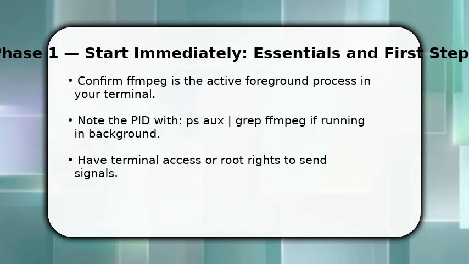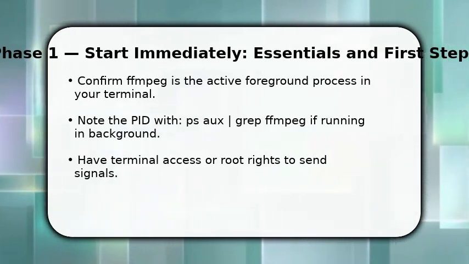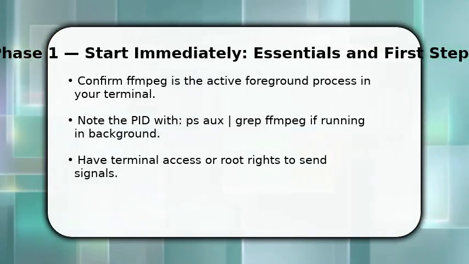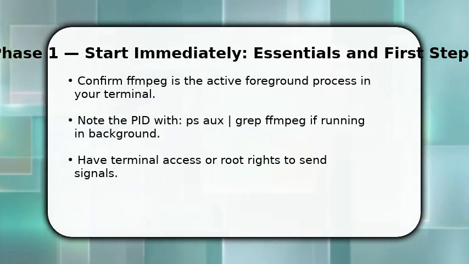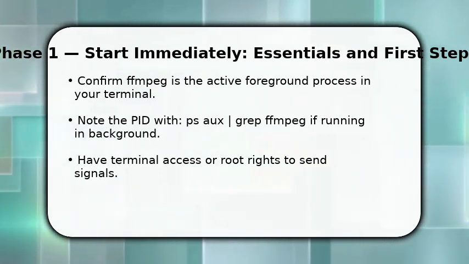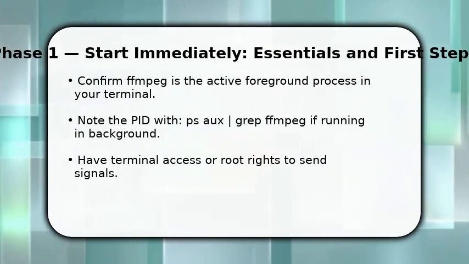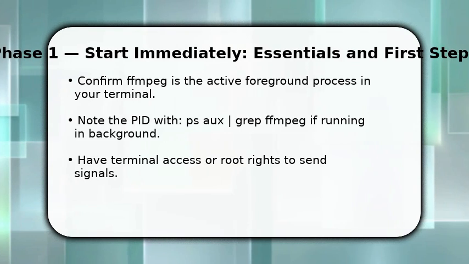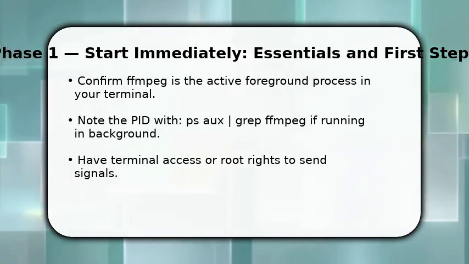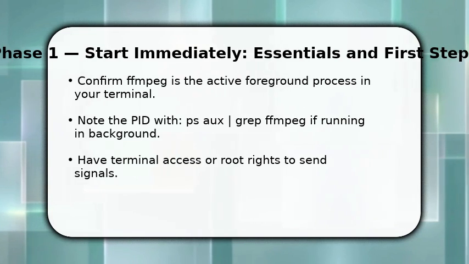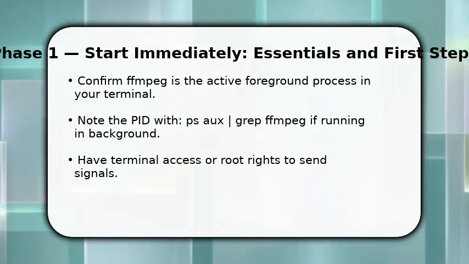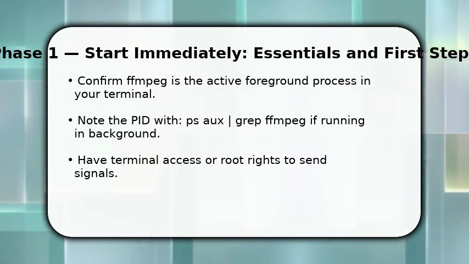Enjoy the video. You are about to stop an FFmpeg recording. Do this safely so the file is finalized. First, make sure FFmpeg is the foreground process in the terminal you launched it from. If it is backgrounded, find its PID with ps aux | grep ffmpeg and bring it to foreground or prepare to send a signal. Once done, decide whether to use the built-in interactive stop or a system signal.